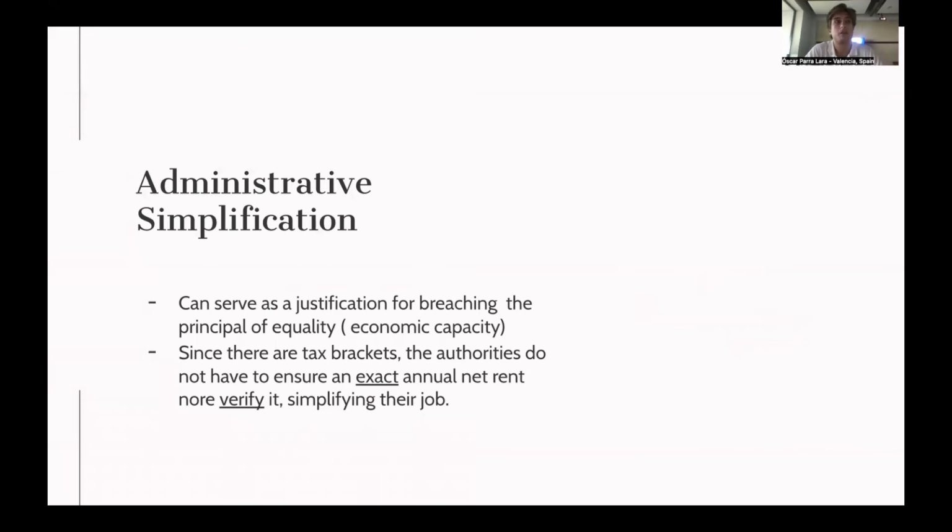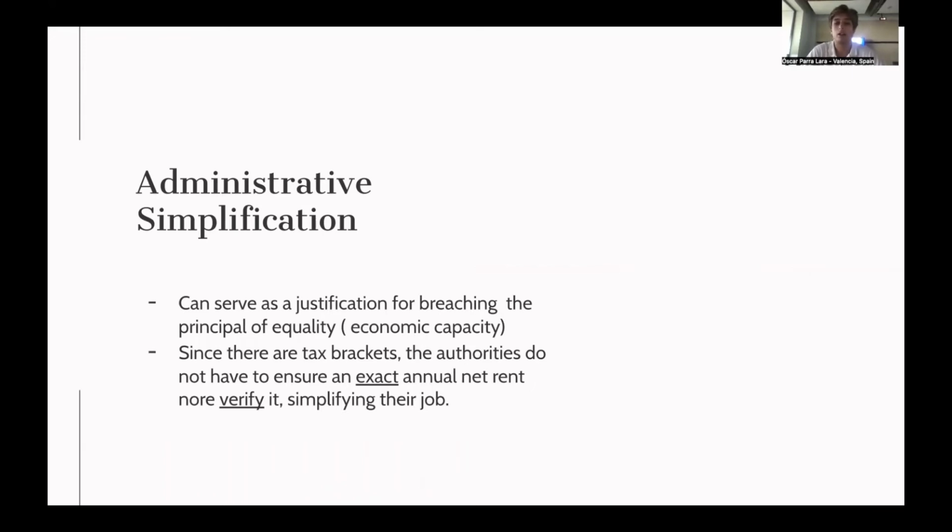Because the way that the tax brackets are designed, it basically means that the authorities don't need to determine your exact annual rent on an individual case, nor do they have to verify when auditing you in case there are any reasons of doubt. The aim of the administrative simplification, however, does not cover the unequal treatment that stems from the specific design of this tax scale.